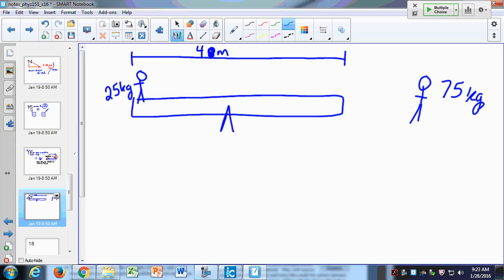All right, so we can say that the torque on the left side, which is going to be a counterclockwise torque, I'll show you what I mean by that, must equal the torque on the right-hand side, which is a clockwise torque. And I also know that I need to jump on somewhere that's closer to the middle, but I don't know exactly how far. I want to know what is this distance, and I'll call it X.